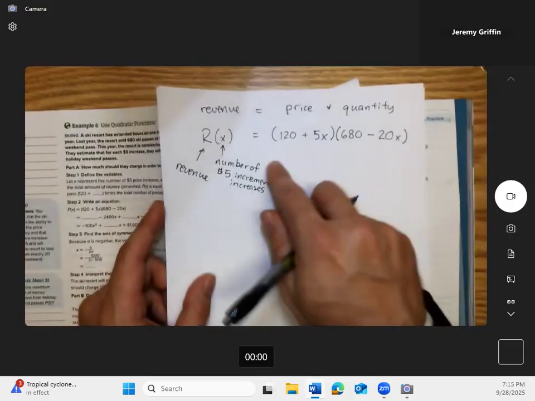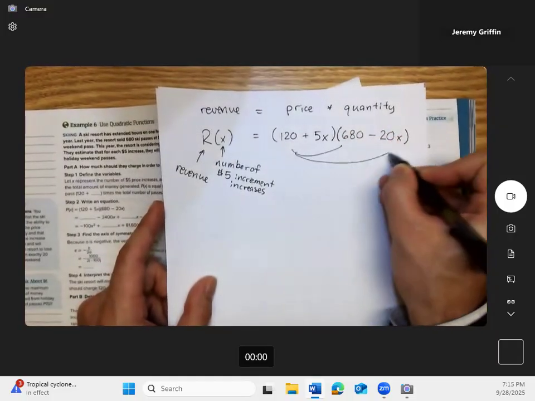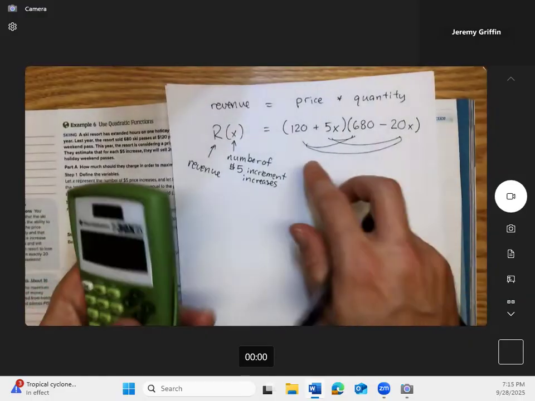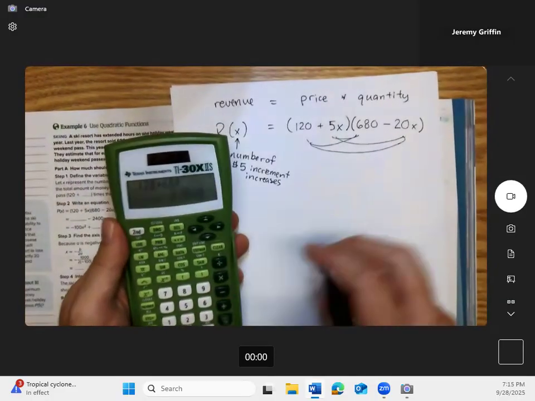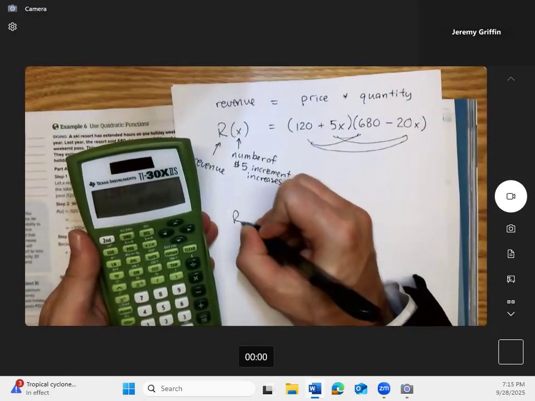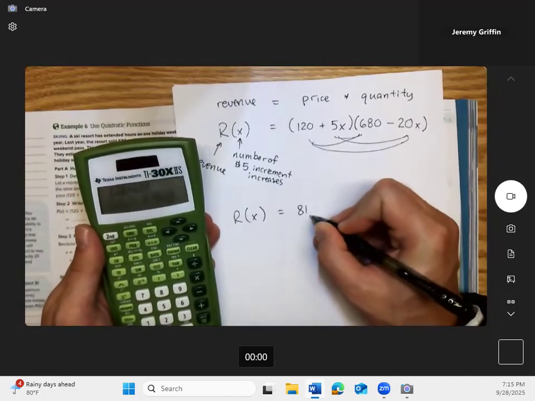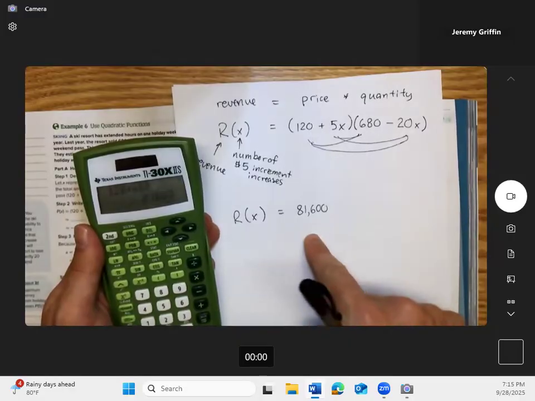So, let's FOIL. Definitely a calculator in this. Well, this one I did already. So the revenue as a function of price increases equals 81,600. This would be dollars.